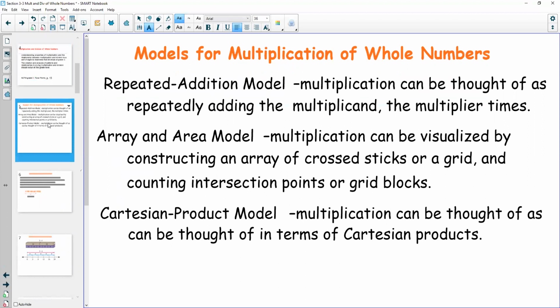So there are a couple of models for multiplication of whole numbers in here. The first is repeated addition. The second are arrays and areas. And the third is Cartesian products. So we're going to go through them one by one.